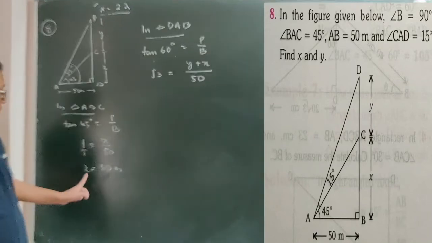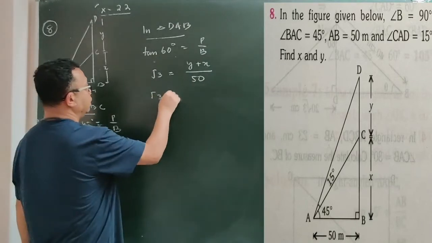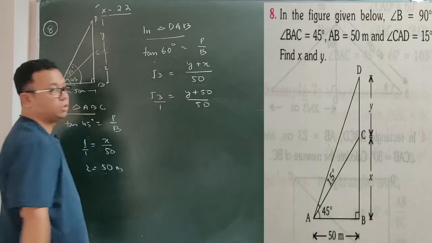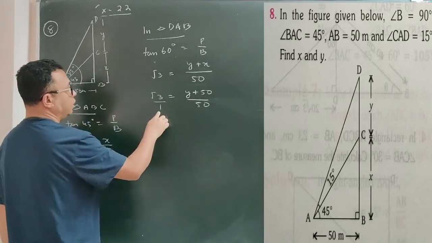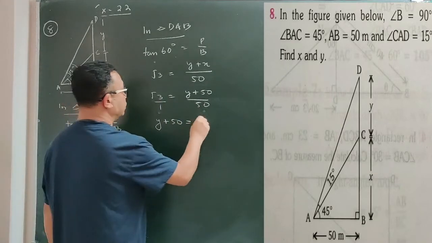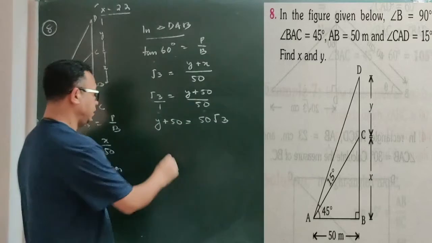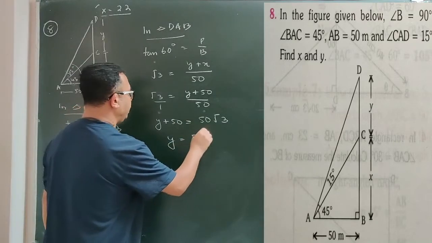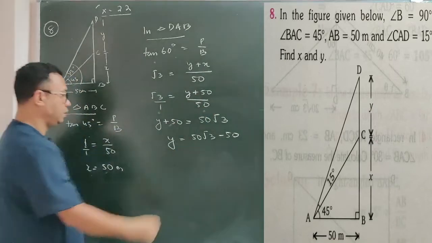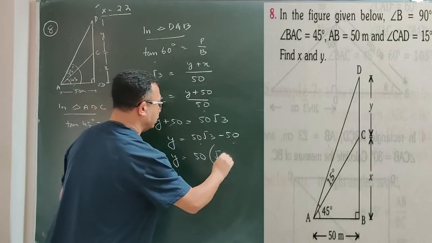Now since I know the value of x, so let me put the value of x here, 50. So it is root 3 is y plus 50 over 50. Now let's cross multiply. If I cross multiply, 1 will multiply y plus 50 and this 50 will multiply root 3. So it will be 50 root 3. Transfer this 50 on the other side. We have y is equal to 50 root 3 minus 50. So this plus 50 is becoming minus 50. So y is equal to 50. If I am taking common, then it will be root 3 minus 1.